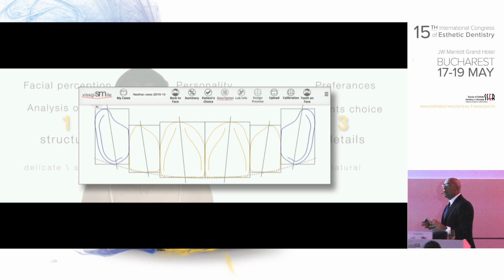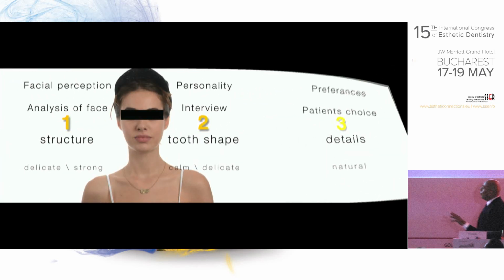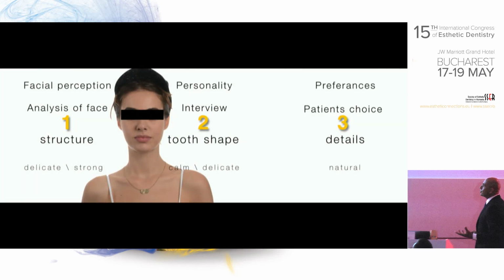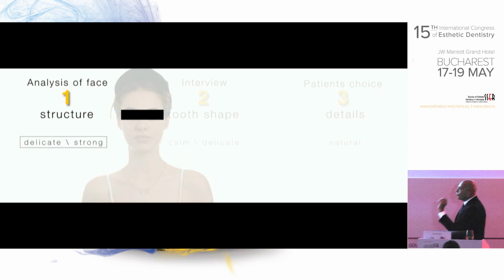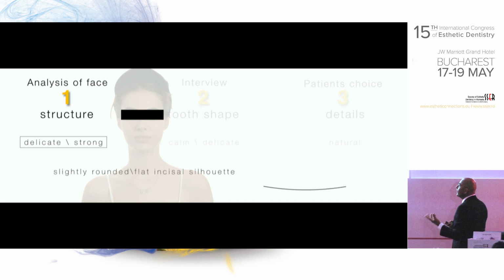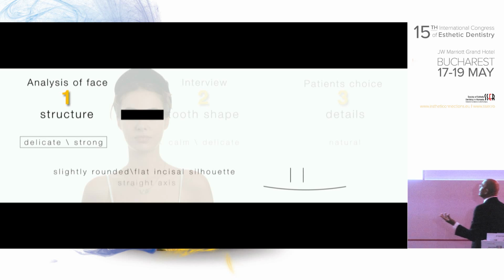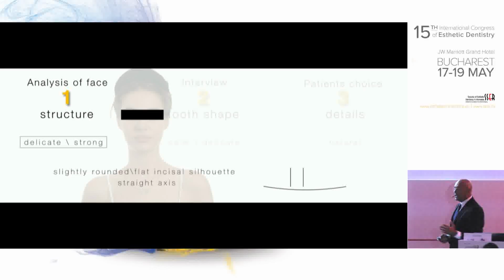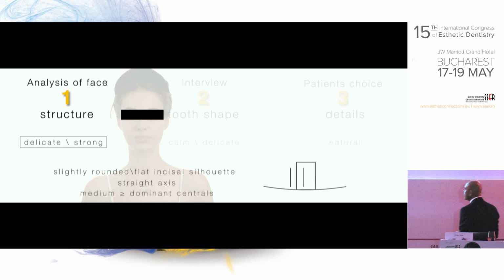So before we even removed the braces, this is what I got. At this point, I needed to see where to start. So it already gave me all the details. The facial structure of this lady is delicate, combined with a strong look, but mainly delicate, which tells us that the incisal silhouette should be slightly rounded. Then what else does it give me? The tooth axis. It has to be straight.